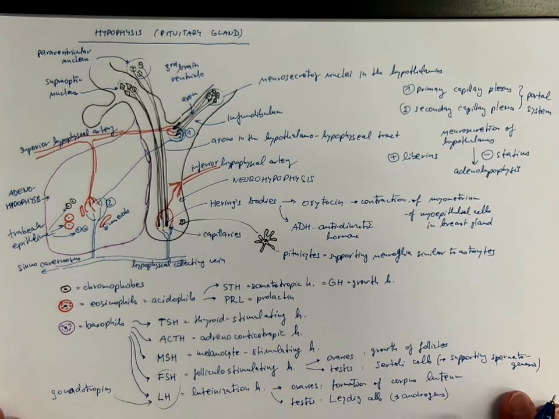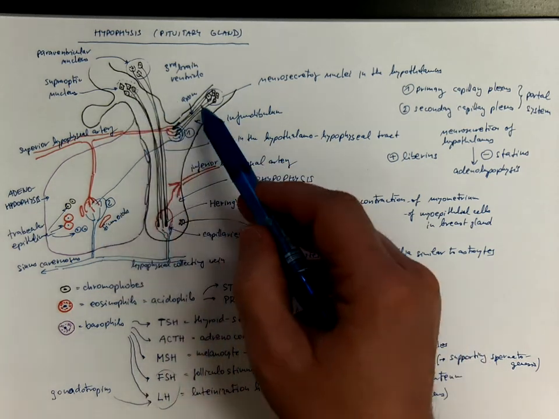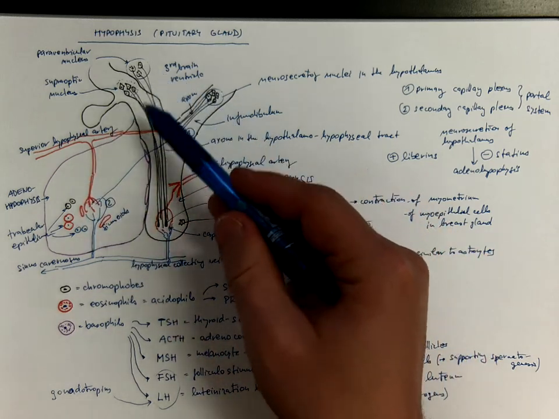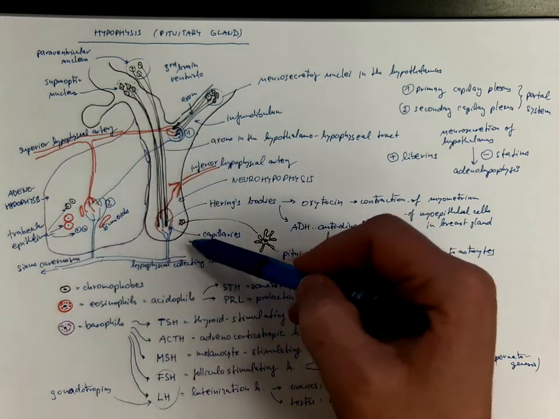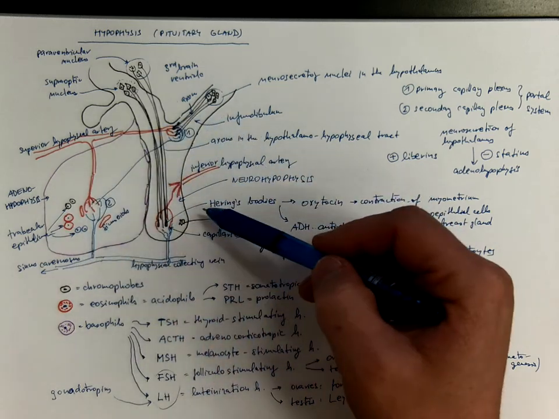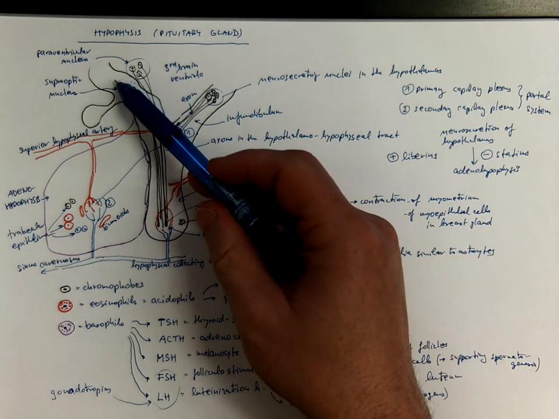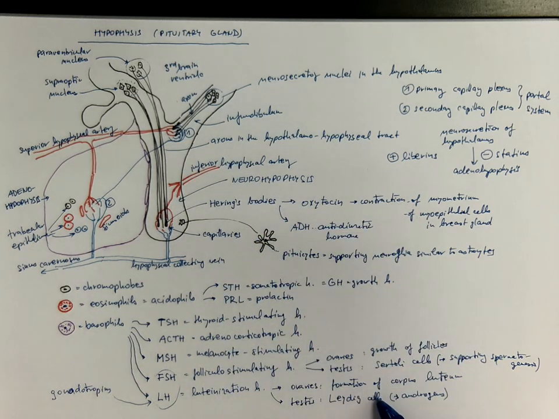And due to these microscopic connections between the hypothalamus and the hypophysis, the whole system is also known as the hypothalamo-hypophyseal system, and it plays a very important role in homeostasis and in connecting the central nervous system with the peripheral endocrine glands.